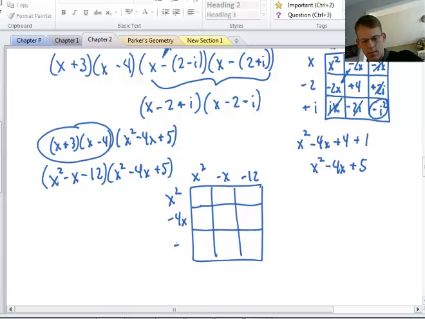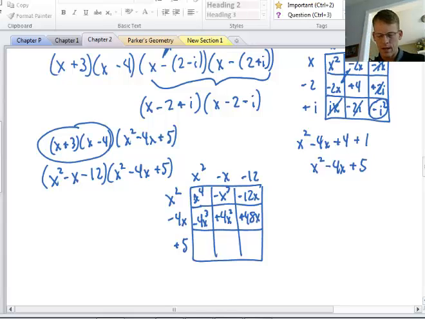I'm just going to write x to the 4th minus x cubed minus 12x. And then next row I'm going to have negative 4x cubed, I have plus 4x squared, and I have plus 48x. Right, this should be x squared here. And then I have 5x squared, I have negative 5x, and I have negative 60. So I'm just going to pause it and double check and not waste your time.